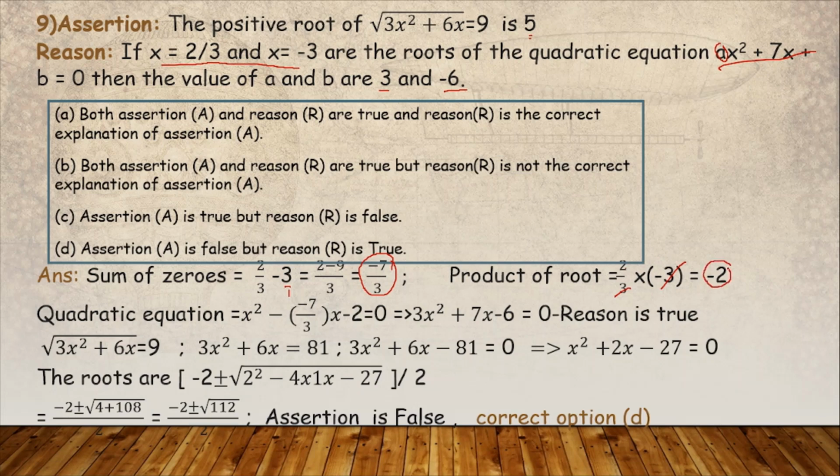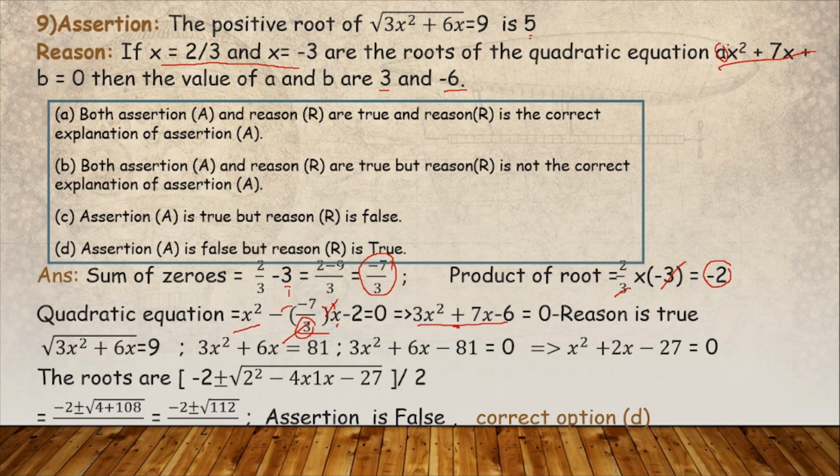We all know the quadratic equation is x square minus sum of zeros into x plus product of zeros equal to 0. As we have 3 in the denominator, multiply all terms by 3. So x square becomes 3x square. When you multiply by 3, the 3s cancel. You get minus of minus 7x, so it becomes plus 7x, and minus 2 into 3 is minus 6. So this is my quadratic equation.